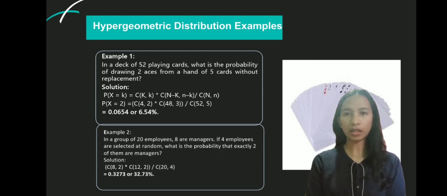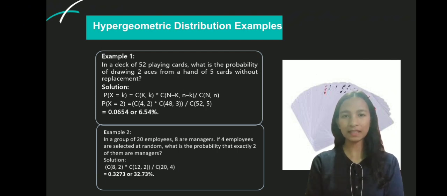Now, let's move to the second example. In this example, we have a group of 20 employees, 8 of them being managers. We want to calculate the probability of selecting exactly 2 managers when 4 employees are chosen at random.